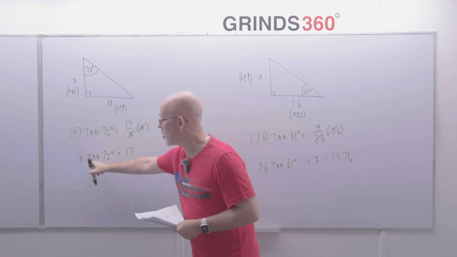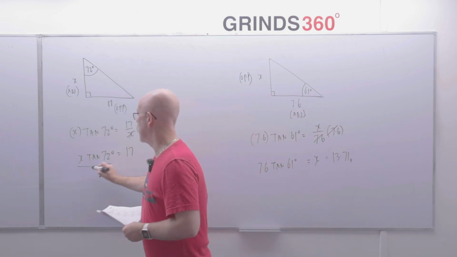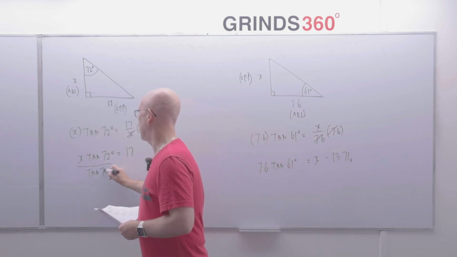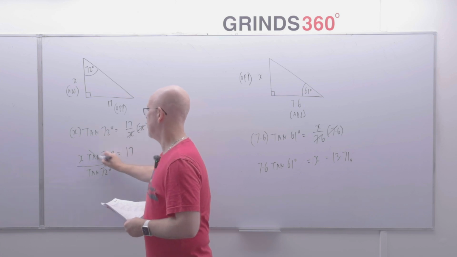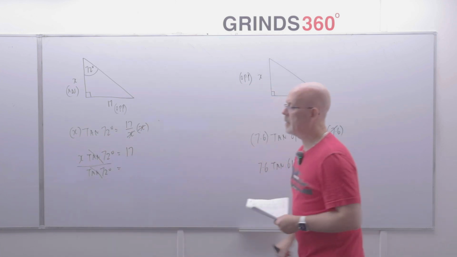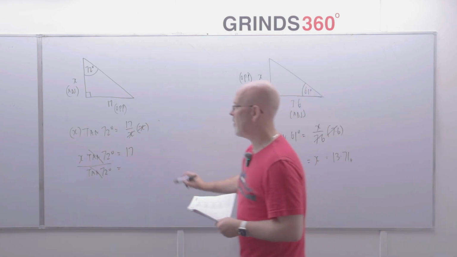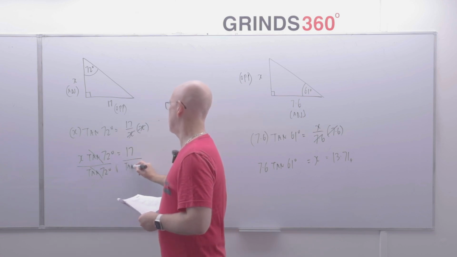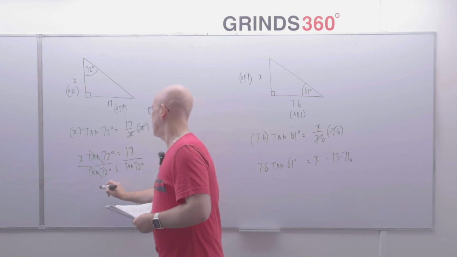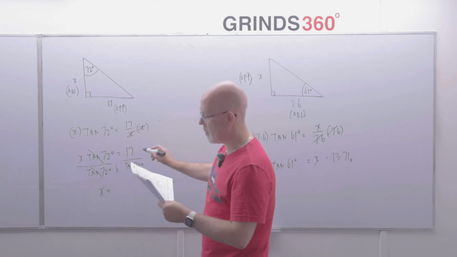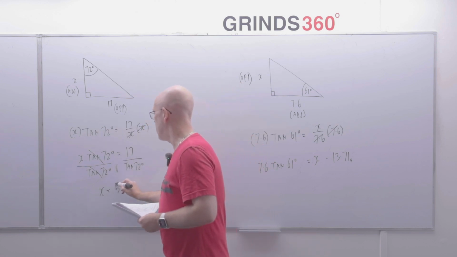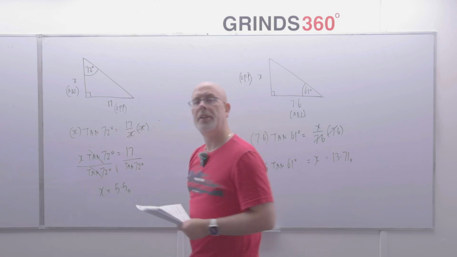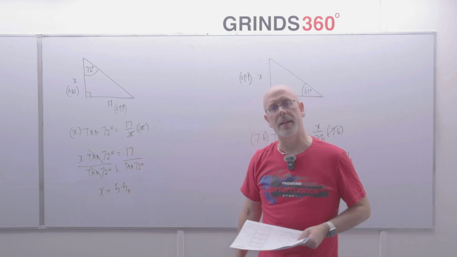And then we'll divide both sides by tan 72 to remove what's attached to the x on the left-hand side. So whatever I do on the left, I've got to do on the right. So divide this side here by tan 72 as well. And then I get x equals, when I put this into my calculator, around about 5.5. Again, to 1 decimal place. The question asks me to give all of these to 1 decimal place.